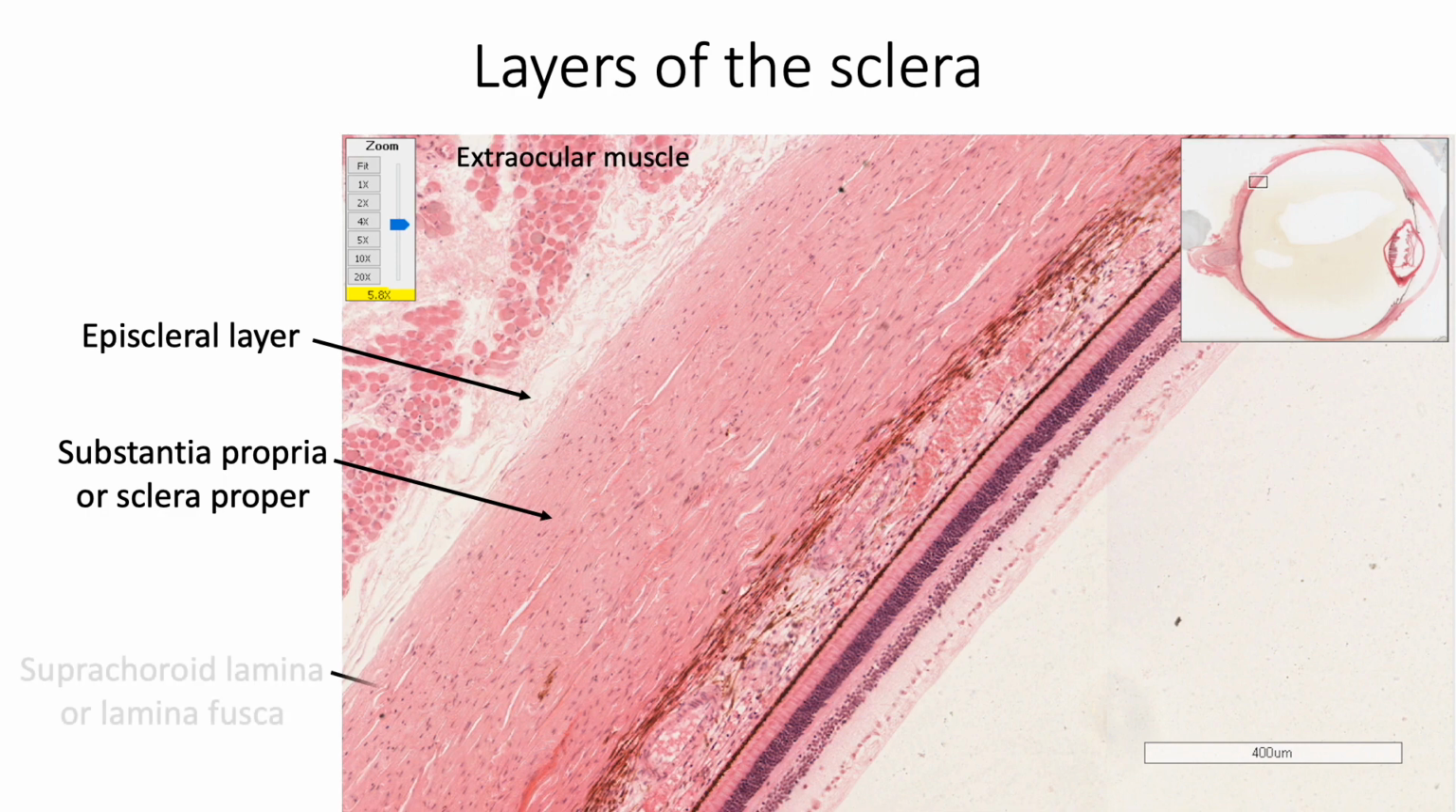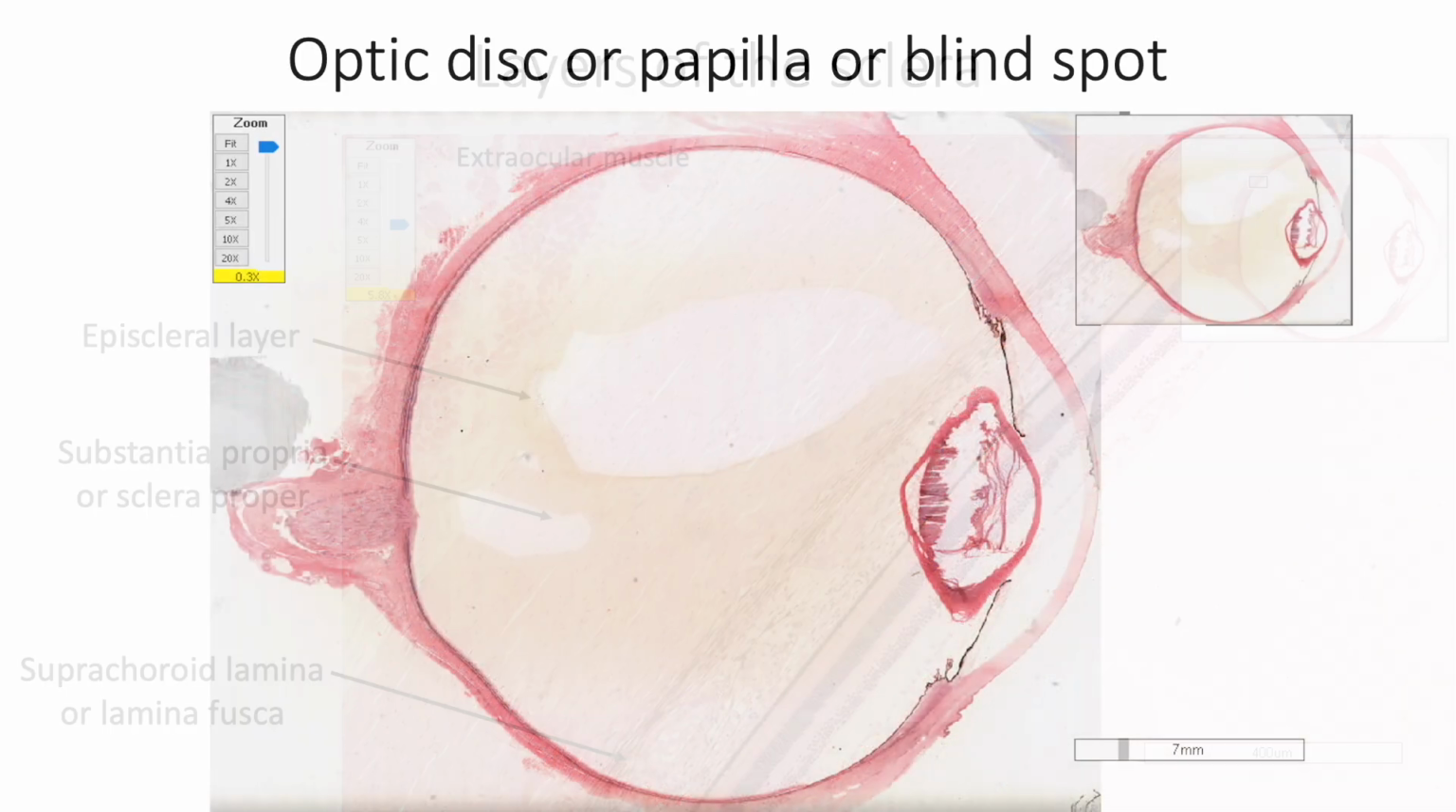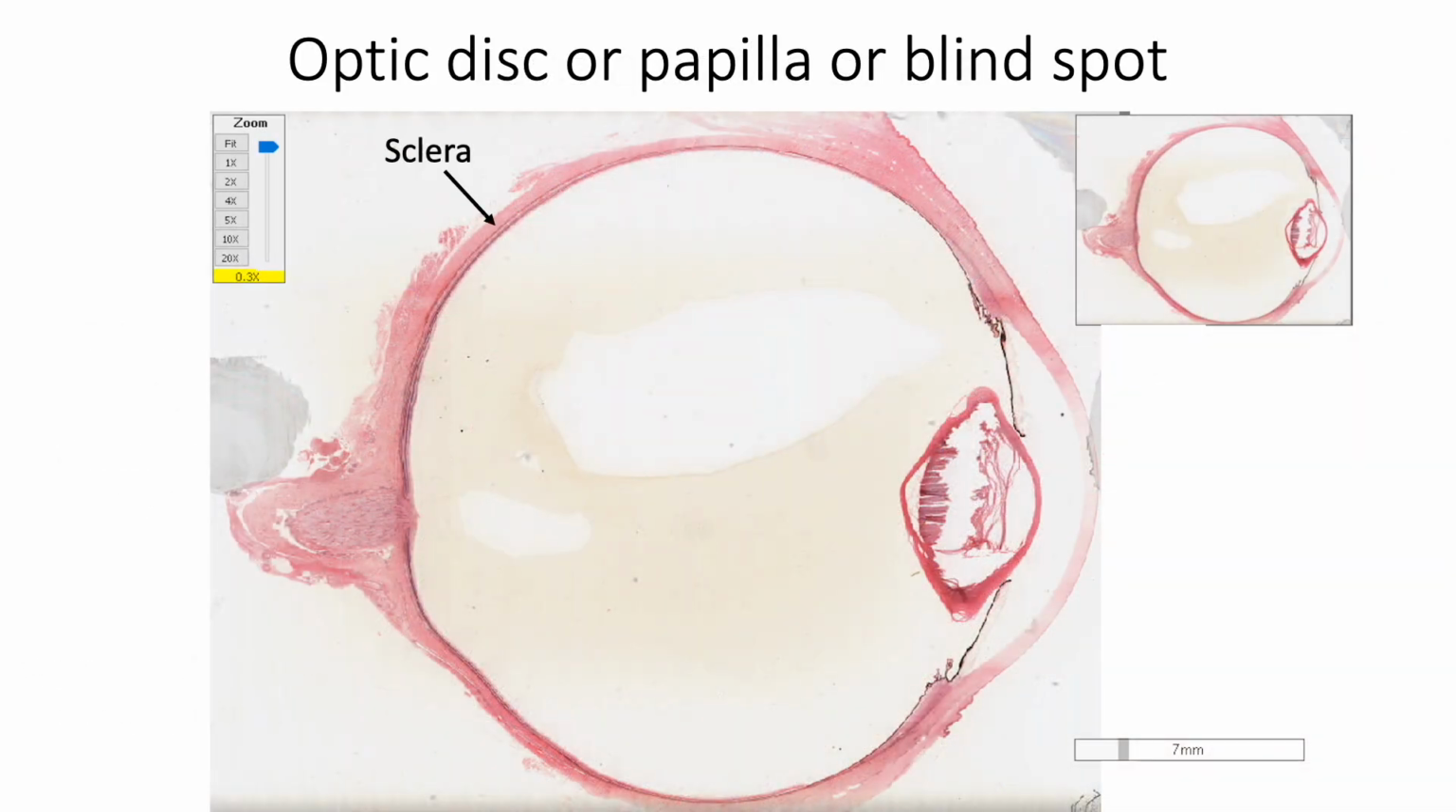The innermost layer is the suprachoroid lamina or the lamina fusca. It's made of delicate fibrous layer with thin collagen and elastin fibers along with few fibroblasts and melanocytes. This layer also contains the long and short ciliary nerves and arteries and also epichoroid lymph spaces. Where the sclera is pierced by the optic nerve posteriorly, that site of attachment of optic nerve is seen as optic disc or papilla or the blind spot on the retinal surface.